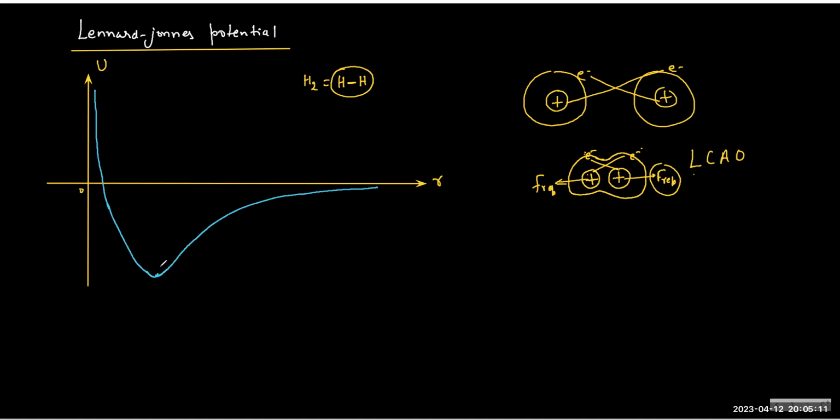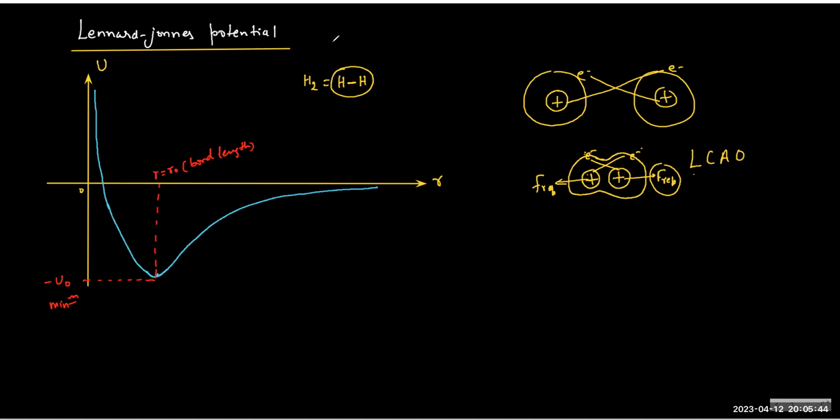So you can see clearly something interesting here. This is the point of lowest potential. So the graph shows that at this separation, r0 is called the bond length. And at this length or separation, the energy is lowest.